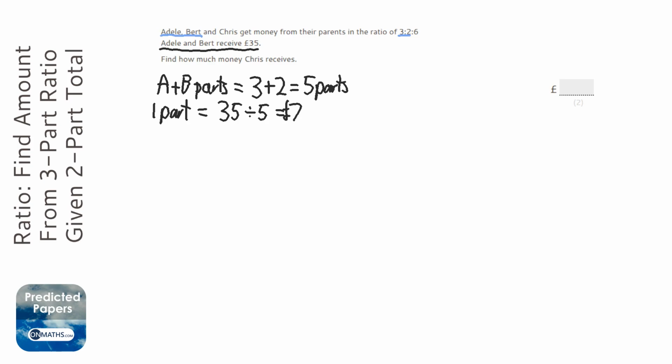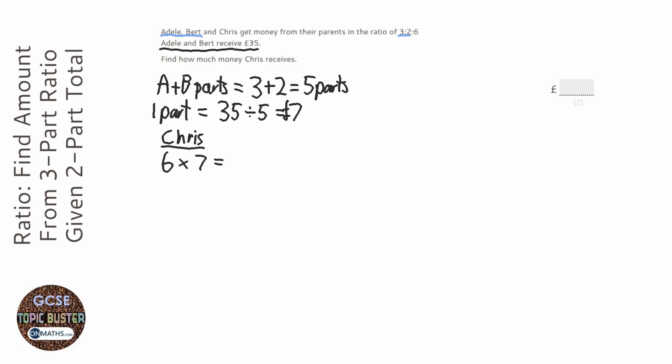Now Chris has 6 parts. So Chris, we're doing now, he has 6 parts. So we do 6 times the £7 that each of his parts are worth. So it's going to be £42.